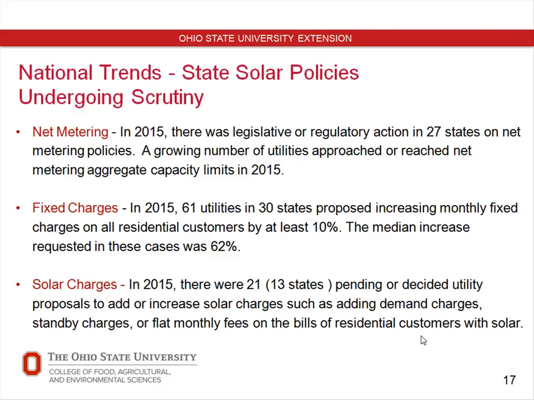And as you can see, there's a lot of discussion nationally around net metering policies. The one that really sticks out to me is the second bullet point, fixed charges. 61 utilities in 30 states looking at possibly increasing fixed charges by an average that was requested of 62%. What would that do to you as a system owner? A fixed charge. Most of us on residential pay around $9, $10, you have that fixed monthly charge, right? Whether you have a system or not, you're going to have that fixed monthly charge.